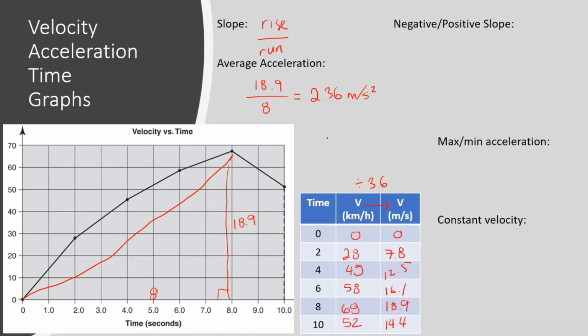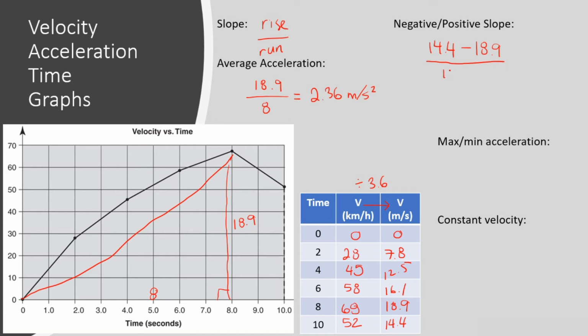And that's fine. That's a positive acceleration. We're getting faster. We can see that because between 0 and 8, our velocity has gone from 0 to 68 kilometers per hour. That's an increase. So what happens when we look at, say, between 8 and 10 seconds, and we have what's going to make a negative slope? Well, first, let's do the math. So at 10 seconds, our velocity is 14.4 meters per second. At 8 seconds, our velocity was 18.9 meters per second.